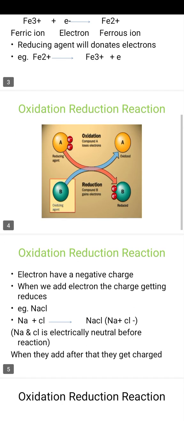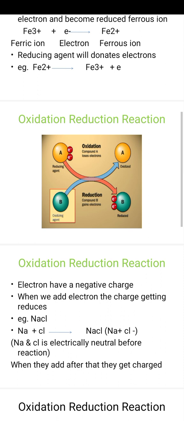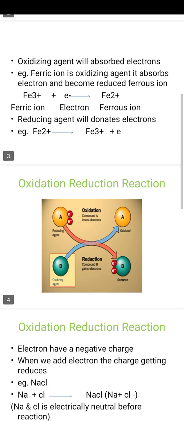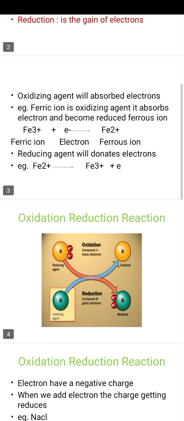Now we see this picture of the oxidation-reduction reaction. There is A, and this A is going through oxidation. In this process of oxidation, A is a reducing agent, which loses electrons, and then the oxidized A is formed by releasing or losing the electrons.